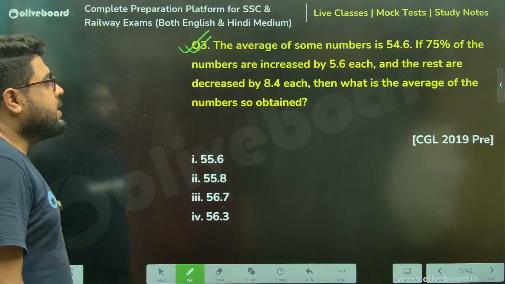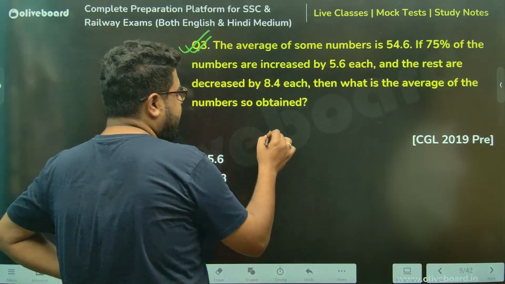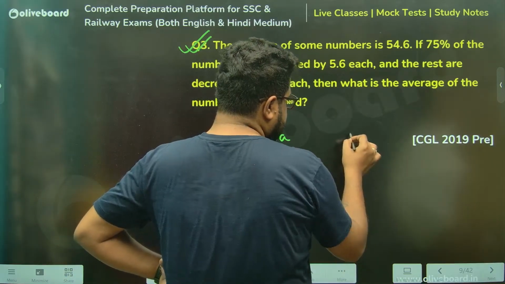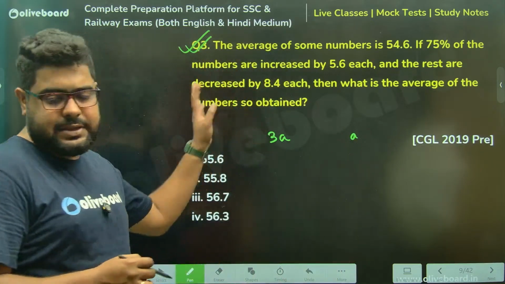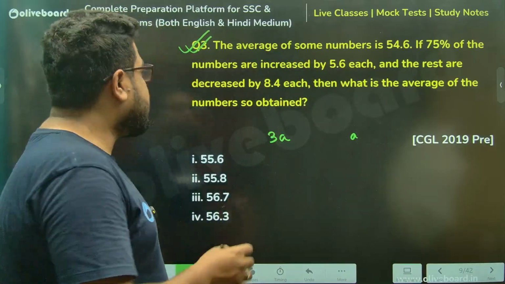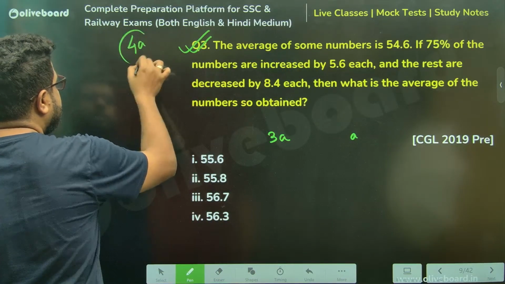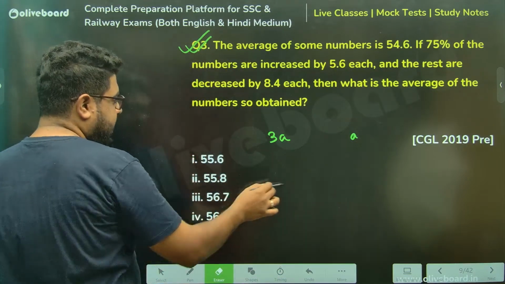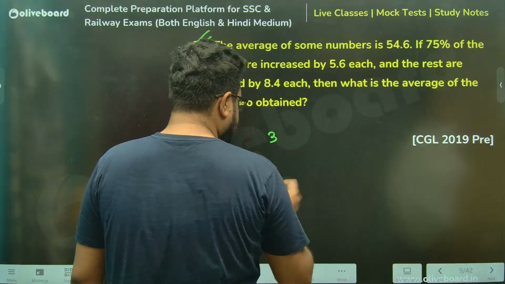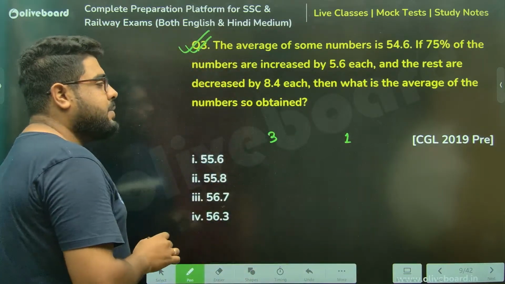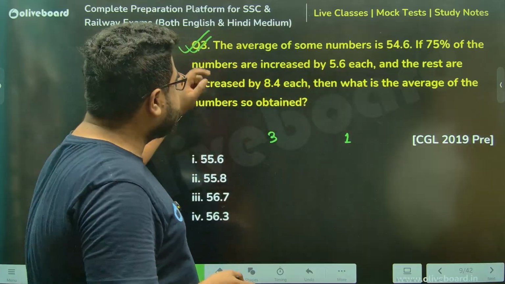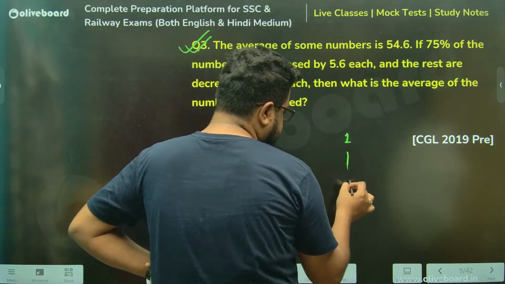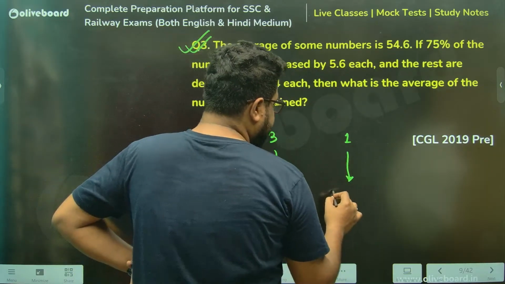Chalo, let's see. 75% meaning 3/4. I'll take the total numbers as 4A. So 3A and A. Correct? 75% this side, 25% that side. Total number of numbers I am taking 4A. You can take direct 4 as well, doesn't matter. Acha chalo, ek kaam karte. Let's not take 4A. Let's take 4 only. So 3 and 1. That also works because it's a ratio. 75% of the numbers are increased by 5.6 each, and the remaining numbers are decreased by 8.4 each.